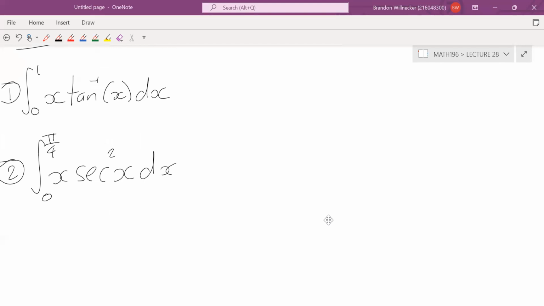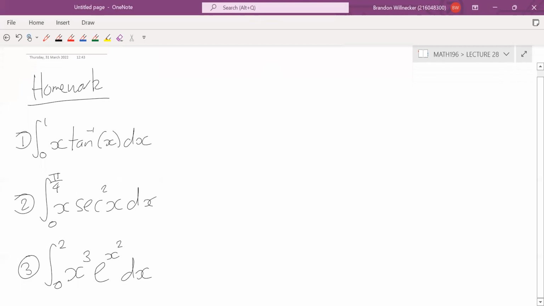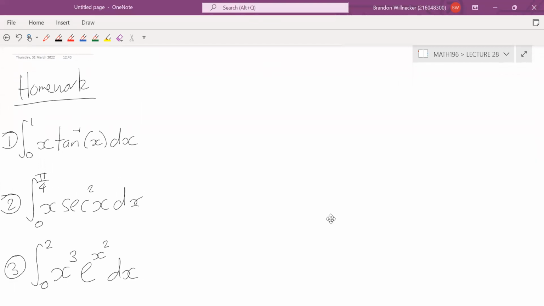That's for that one. And then problem number 3. We have the integral from 0 to 2 of x cubed e to the x squared dx. Okay, so we want to solve these, and they are all worth 1 bonus mark.